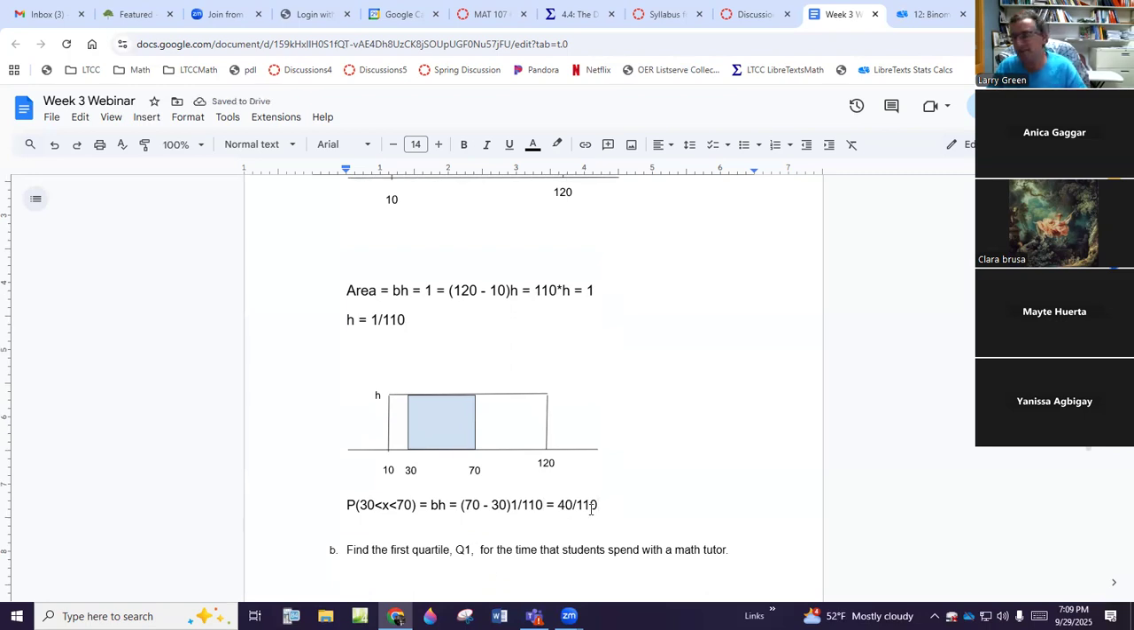Okay, and I'll let you stick it in the calculator if you want. 4/11ths if you want to simplify, but you can stick it in the calculator and get as many decimals as you want. And that's the probability.